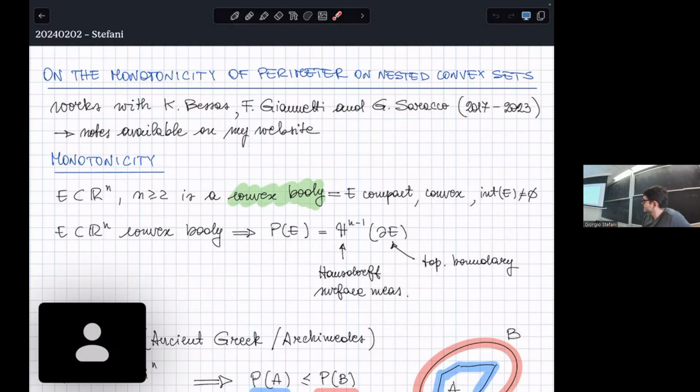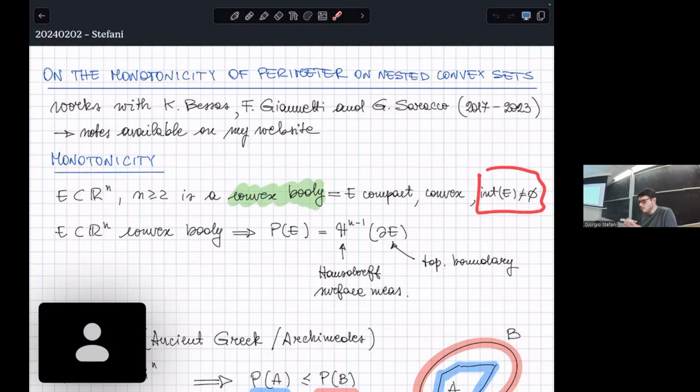So, monotonicity. My setting will be in R^n, and I will consider dimension n bigger or equal than 2. And for me, the interest is on convex bodies. What is a convex body? Of course it's a convex set, but it's a body. So it's a compact set, and I will always assume that the set has non-empty interior.